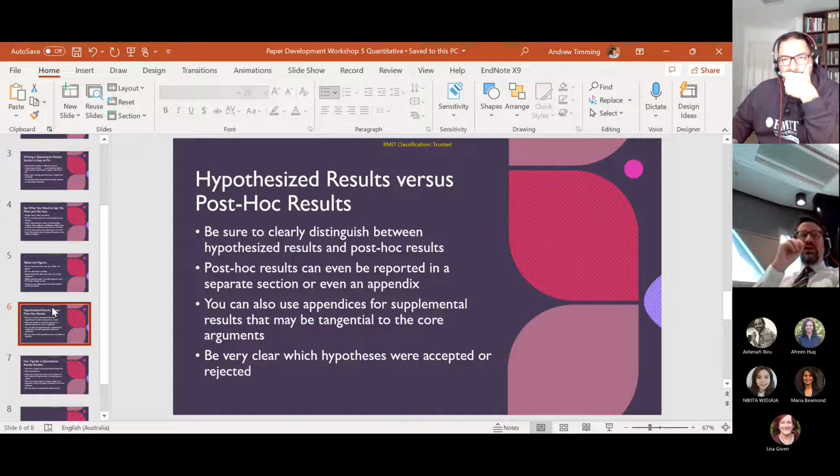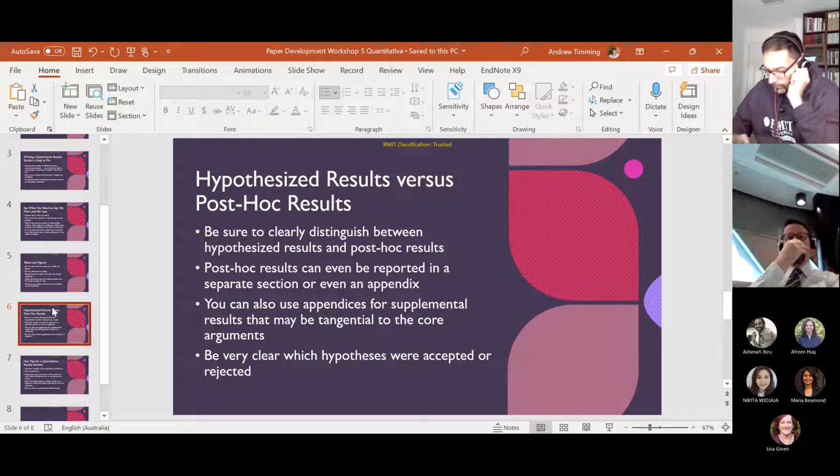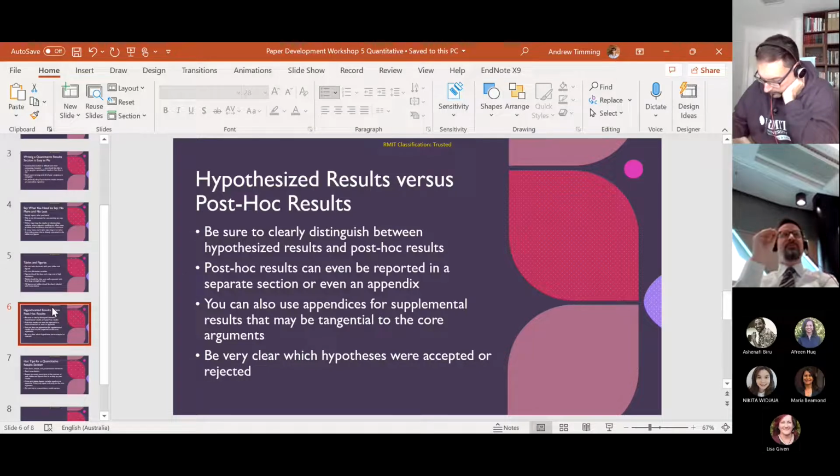And be very clear in your results section which hypotheses were accepted. So you can say hypothesis H1 was accepted, H2 was rejected, H3A was partially accepted, H3B was rejected, et cetera, et cetera. So you want to make sure that as the reader's going through your results section, it's clear what your results are saying vis-a-vis the hypothesized relationships that you described and expected to find.